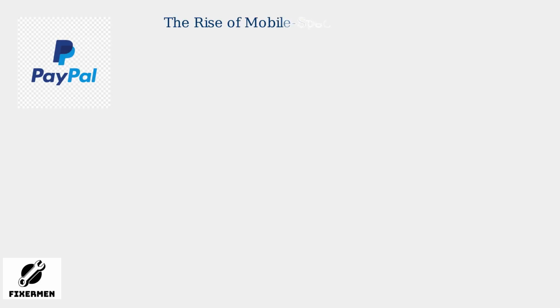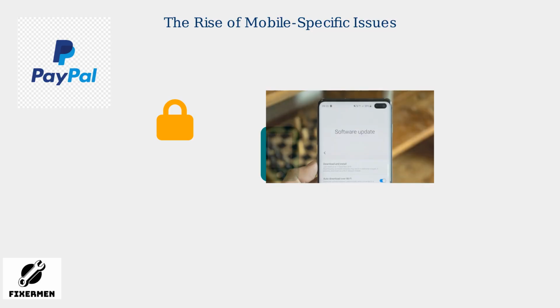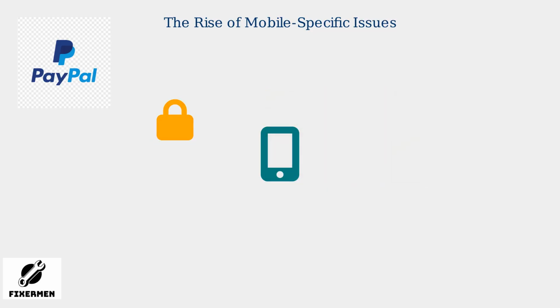With mobile payments becoming increasingly dominant, PayPal has seen a significant shift in how users access their accounts. Currently, about 70% of all PayPal logins occur through mobile apps, up from just 60% in 2023. This mobile-first trend has brought new challenges. Mobile-specific issues are now a major contributor to login errors like 13113.